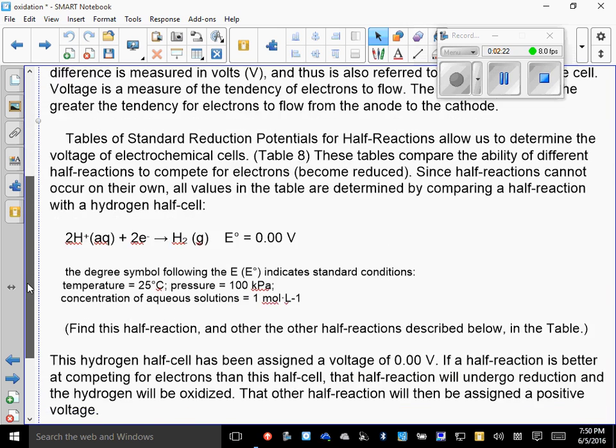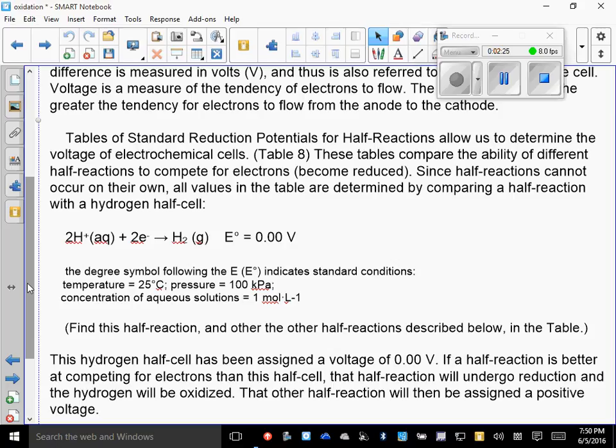We will use it. These tables compare the ability of different half reactions to compete for electrons or become reduced. Since half reactions cannot occur on their own, all values are determined by comparing a half reaction to hydrogen. And here's the reaction. A couple things you have to know. This little circle there means that there are standard conditions. It happens at 25 degrees, at a standard pressure and the same concentration. You don't need to know that too much.